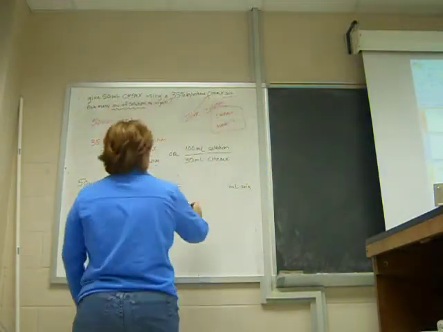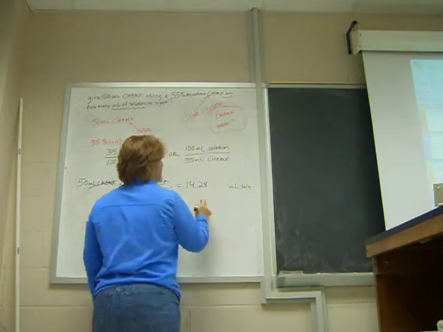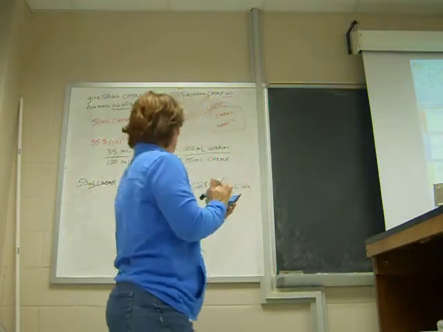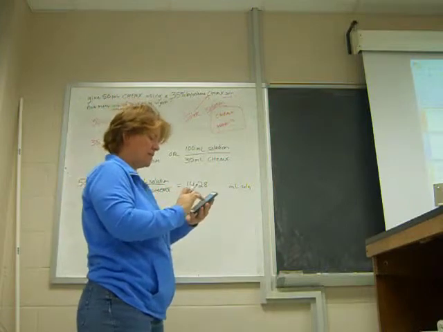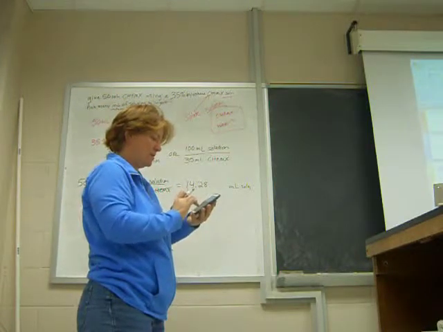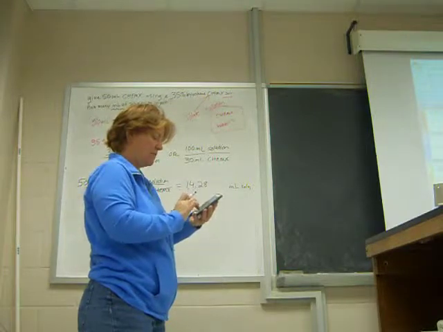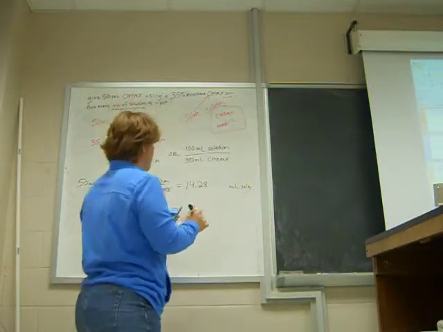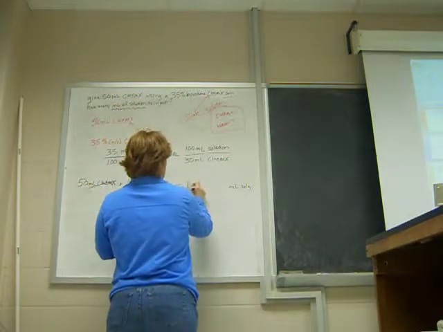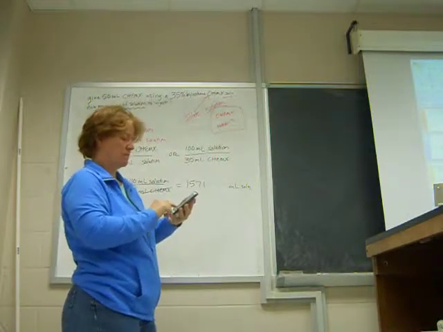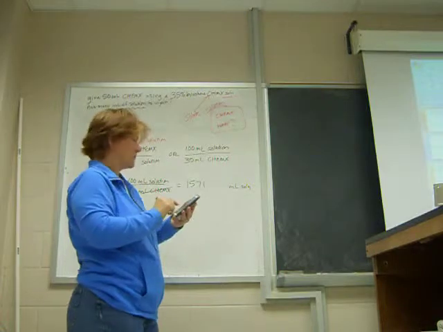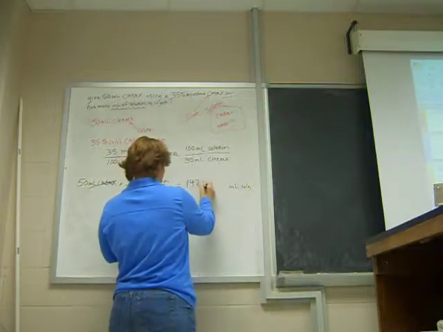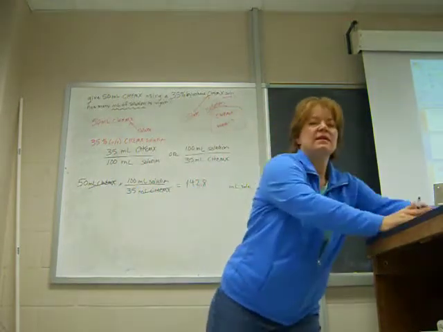That's got to be wrong. Oh, 50 times 100 is 5,000. 50 times 100 divided by 35. Try that again. Can't use my calculator today. Okay, 142.8 milliliters of solution. Now that makes sense.